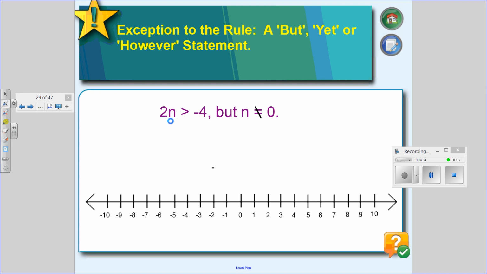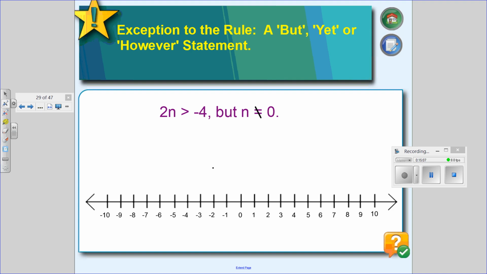If 2n is greater than negative 4, but n does not equal 0, well, hopefully you solved and you found that n is bigger than negative 2, and I can't draw that for you right now for some odd reason. I cannot draw that for you. Hopefully this video is working out and I'm not freezing up. But n is greater than negative 2. So hopefully you'll have an open dot on negative 2 and an arrow going in the right direction.